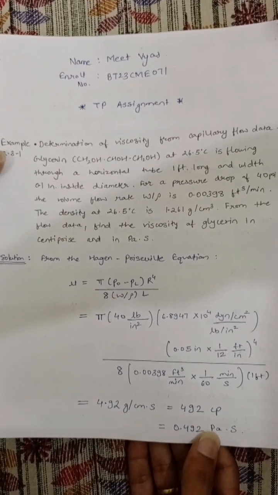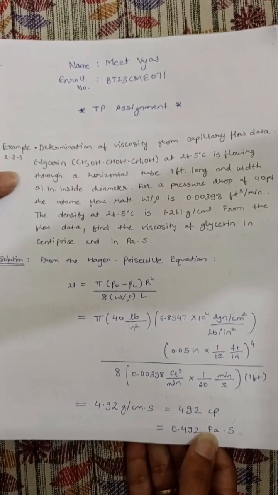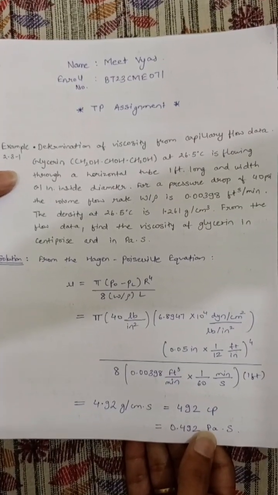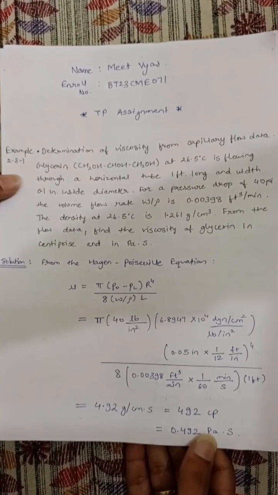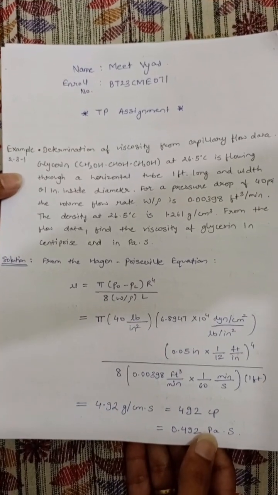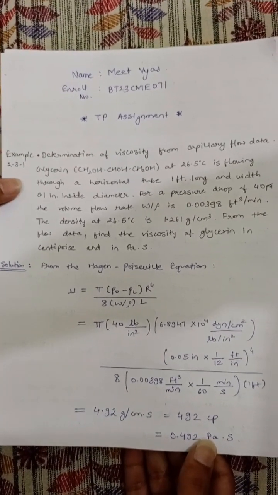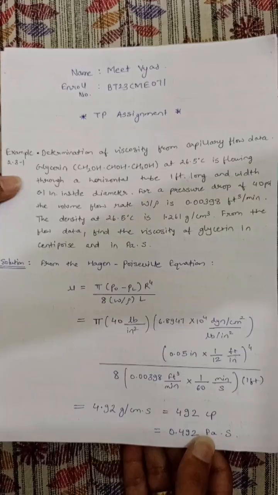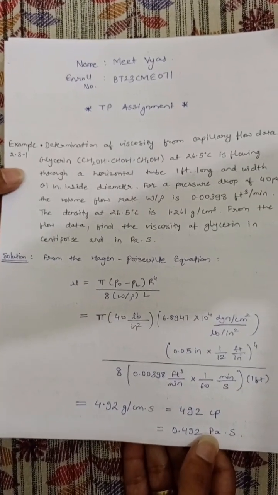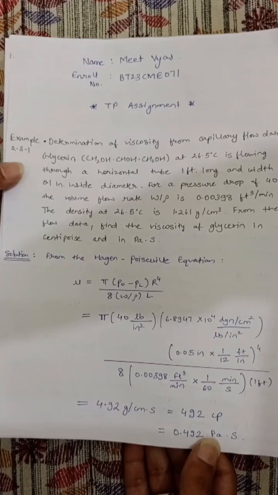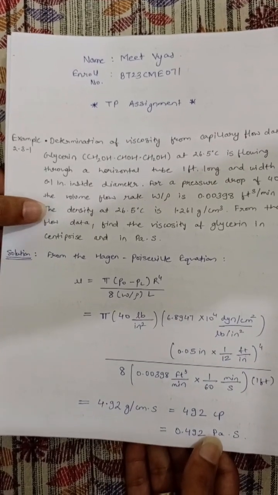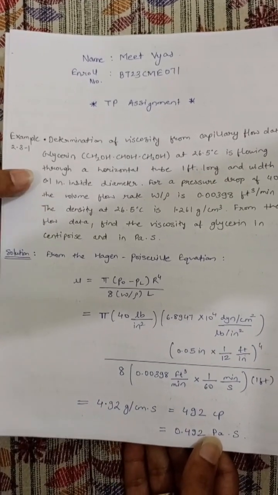My first question is determination of viscosity from capillary flow data. Glycerin at 26.5 degrees Celsius is flowing through a horizontal tube 1 foot long and 0.1 inch inside diameter for a pressure drop of 50 psi. The volumetric flow rate w/rho is given. The density at 26.5 degrees is 1.261 gram per centimeter cube. From the flow data, find the viscosity of glycerin in centipoise and in Pascal second.